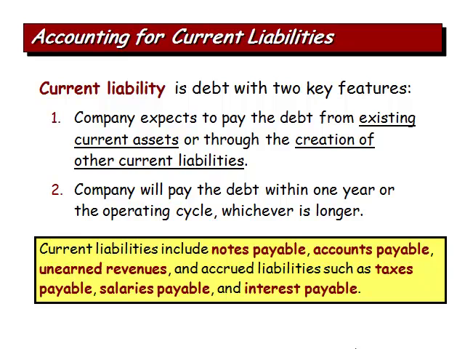Some things like Boeing making a new airplane have a much longer operating cycle. Things like drilling oil wells can have a long operating cycle. So current liabilities include notes payable, accounts payable, unearned revenues, and accrued liabilities such as taxes, salaries, and interest payable.